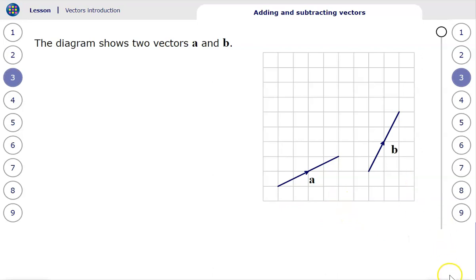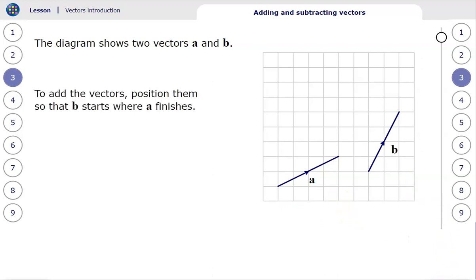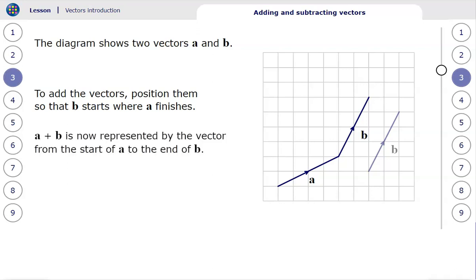Here I've got two new vectors. I'm going to call them vector A and vector B. If I want to add these two together, what I need to do is shift the vector B to the end of vector A, and then look at the route that I've traveled as I go from B and add it onto A. A plus B is now going to be the sum of those two vectors.